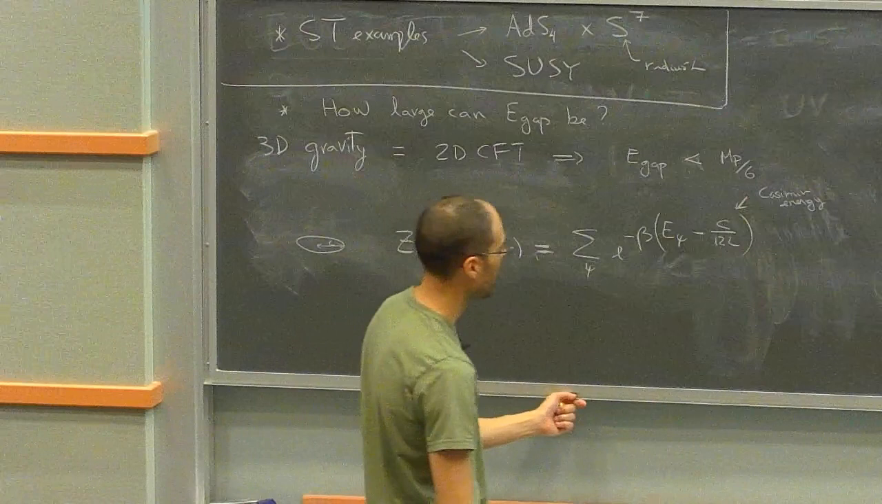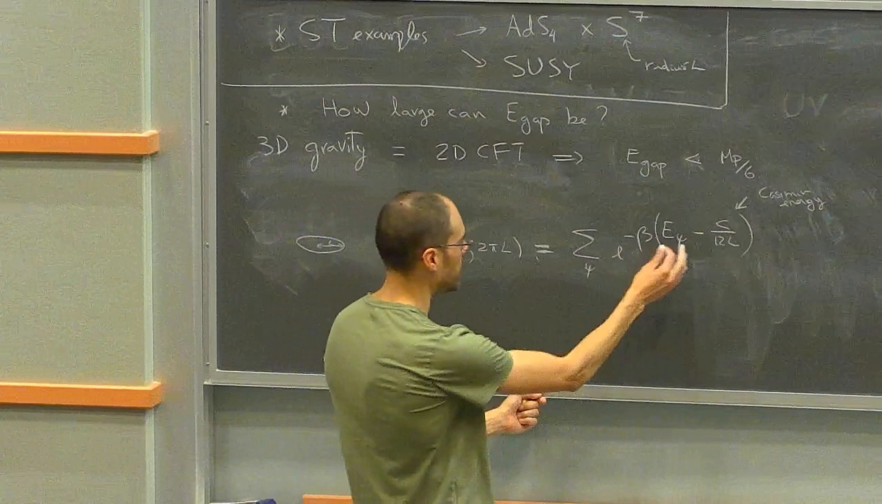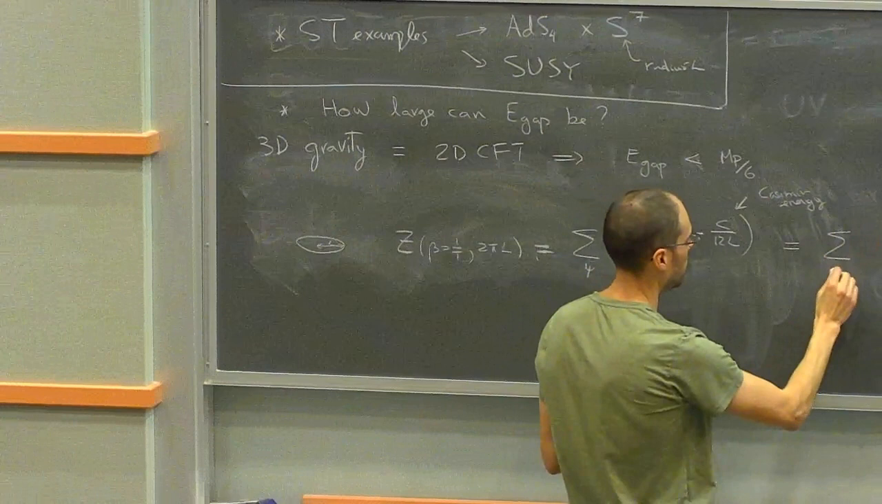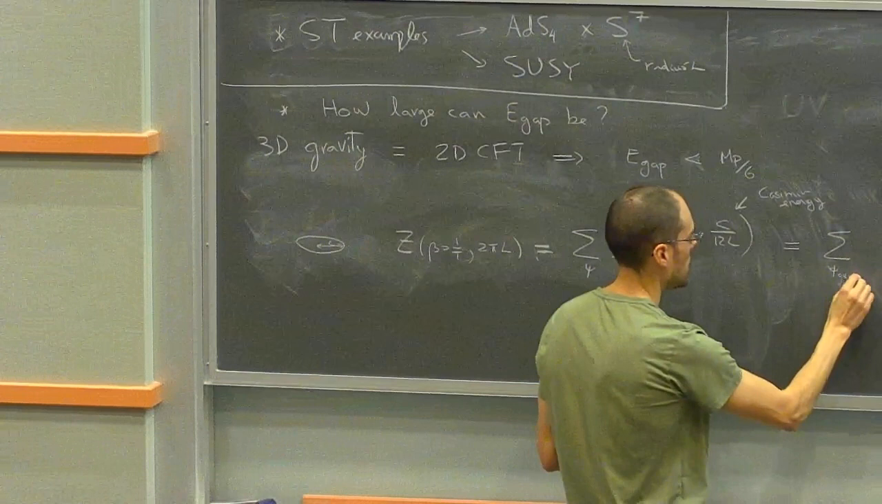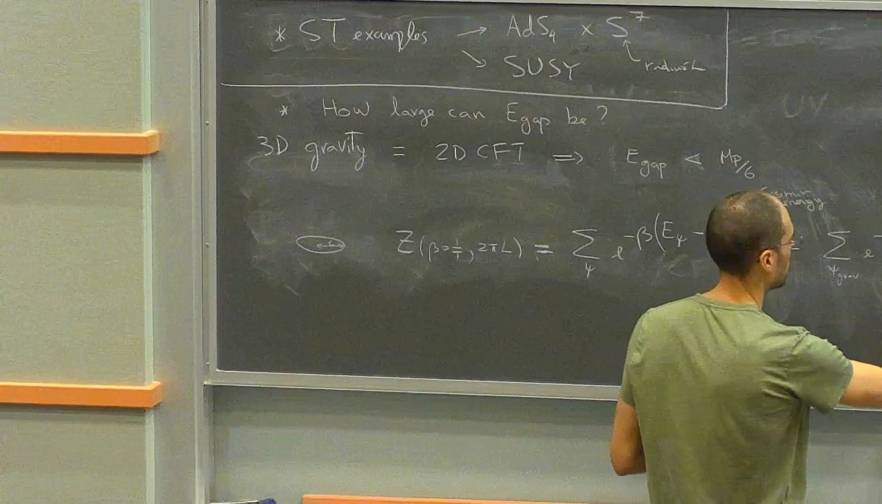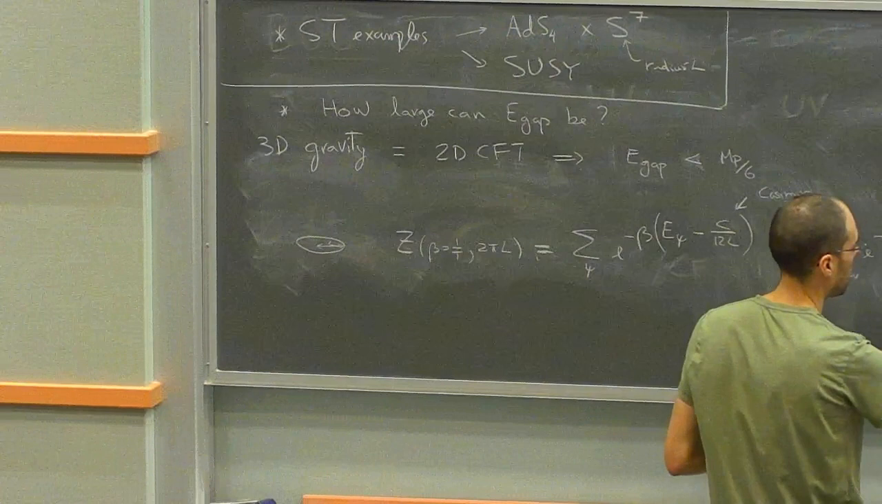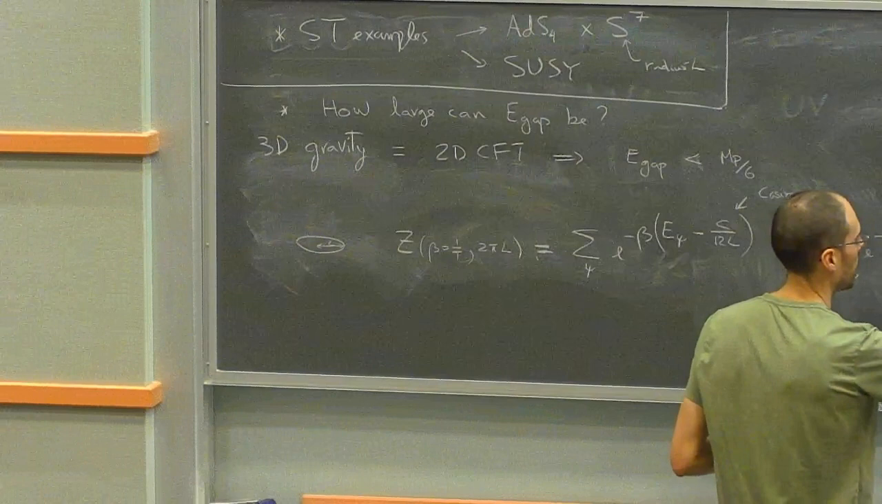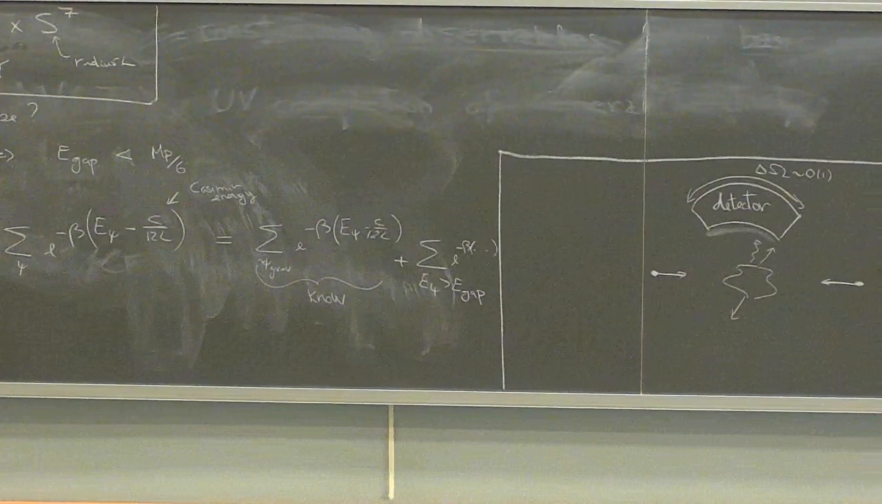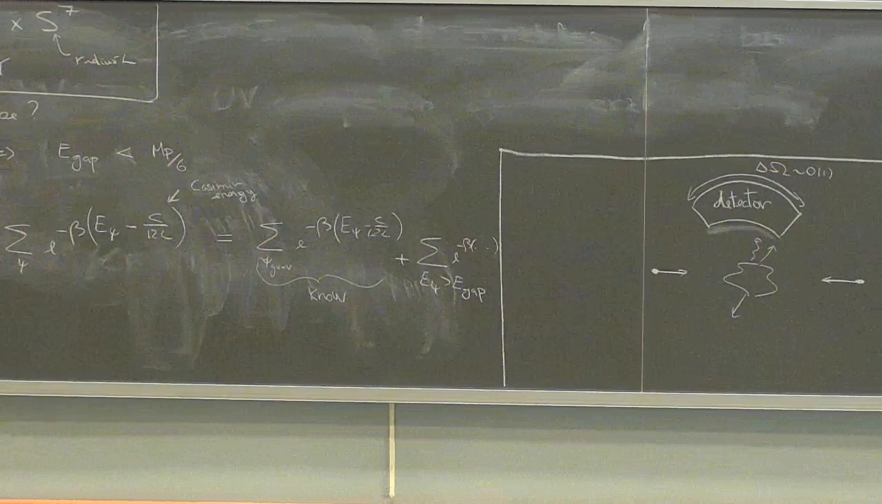Good. So that's something you can do, and now you can separate, right? You can separate this sum into the states which are gravitons, e to the minus beta, E psi minus C over 12L, plus the others, plus the states which have E psi bigger than E gap. Okay? Let me not write it again. So this we know, because we know the spectrum of all graviton states. That's one of the advantages of working here, we even know the corrections due to interaction. Well, there are no corrections. And this we don't know, but we know it starts only after the gap.